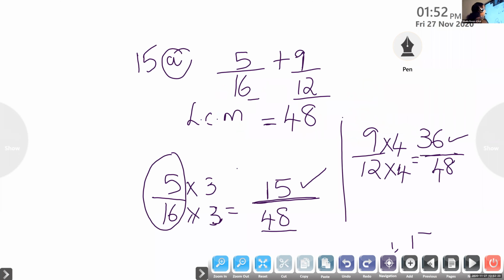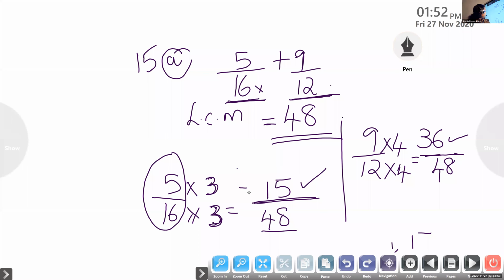So children, look here again. Here the question is 5 by 16 and 9 by 12. Here it is not easy. It is not easy means 12 times which number we cannot make 16. So what you have to do, find the LCM of 16 and 12. You will get that as 48. Now you have to check 16 times which number is 48. That is 3. Now multiply both numerator and denominator.